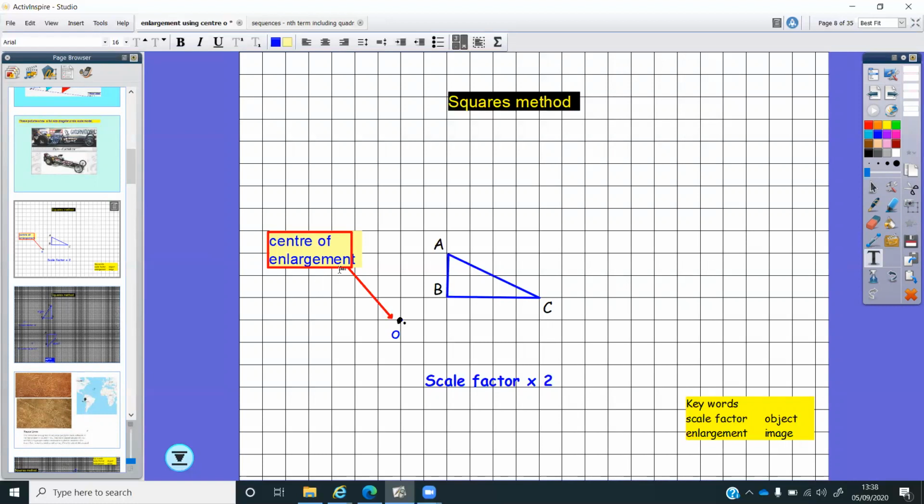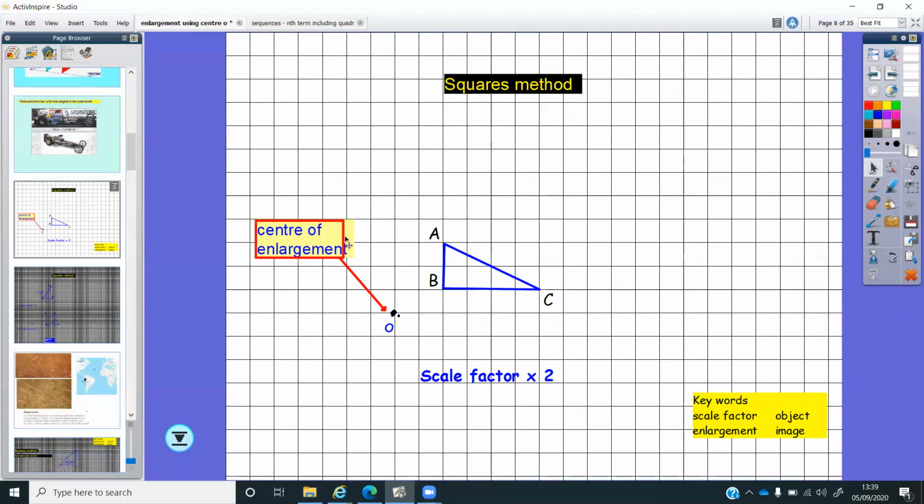So how do we get around that? We control the things we can. What's the focus? Is the focus to be able to draw a triangle? No. The focus is to be able to enlarge using a centre of enlargement. And so what we're going to do is take the drawing element out of it, make our life a bit easier here.